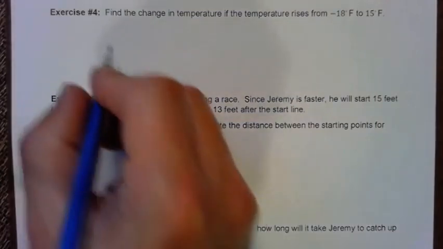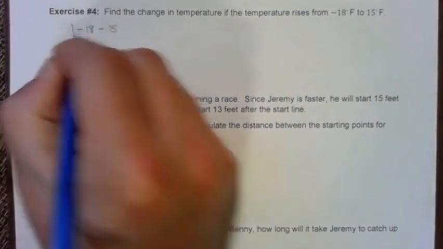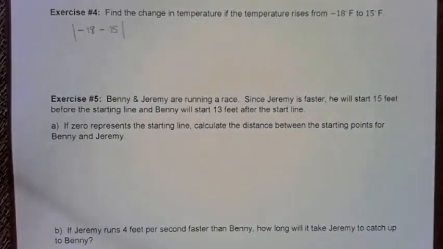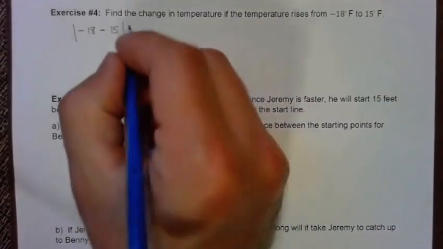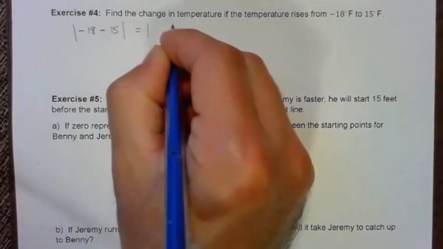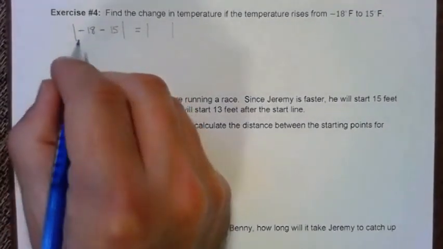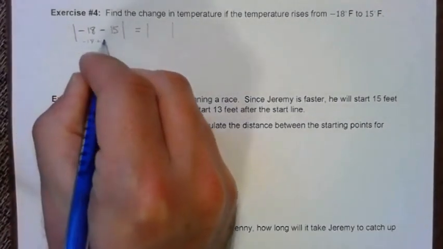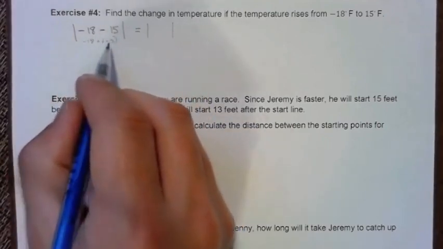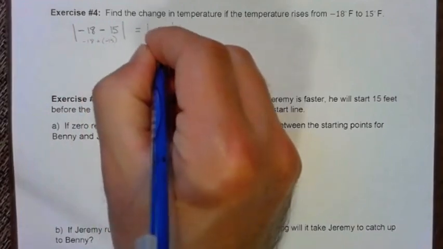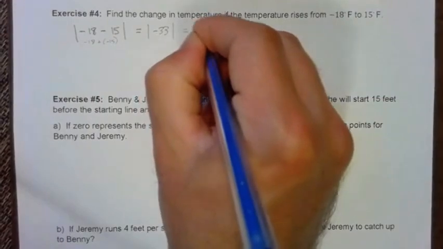So I can start at -18 degrees and subtract 15 degrees. And if I do that problem in absolute value, I should get the distance between the 2 temperatures on a thermometer. All right, well, this is going to be the absolute value of how much? Well, -18 minus 15 is the same as -18 plus -15. And so if I figure that out, -18 plus -15, that's -33. And the absolute value of -33 is 33.